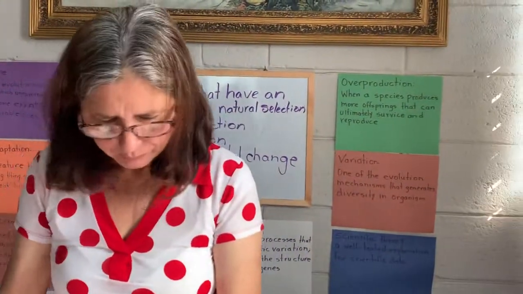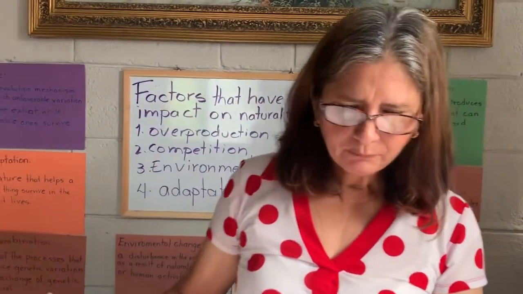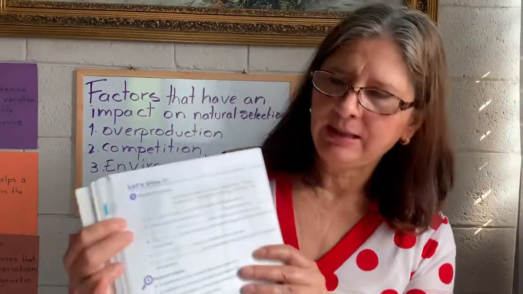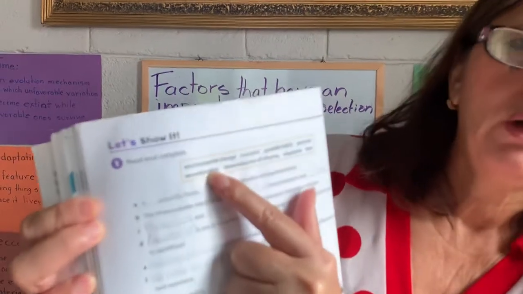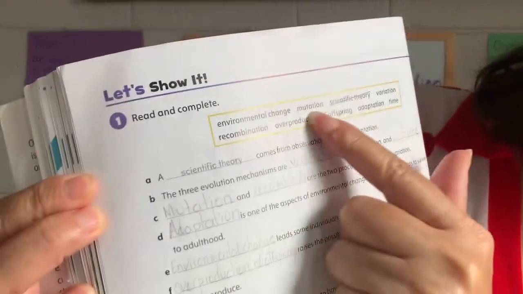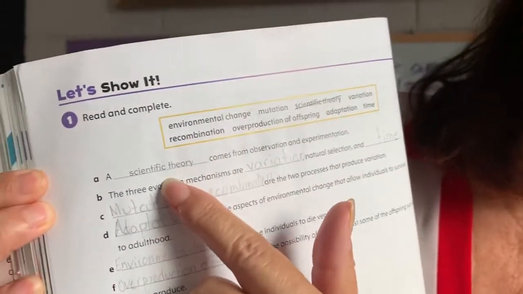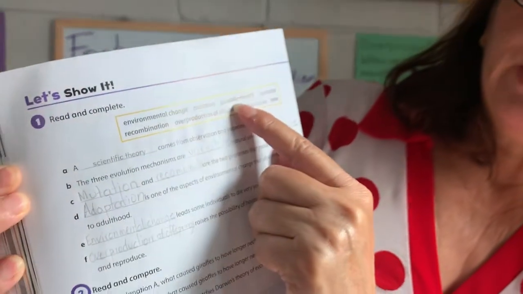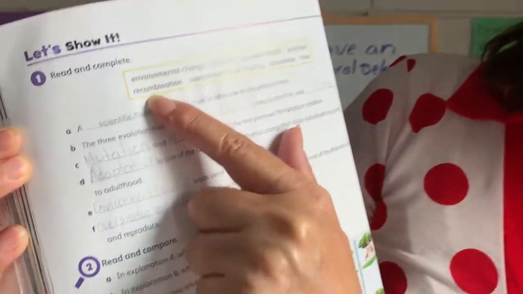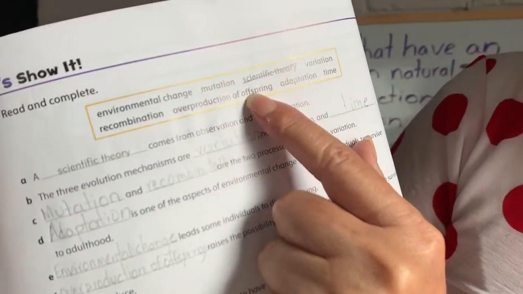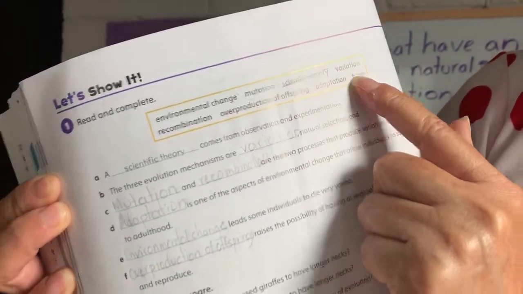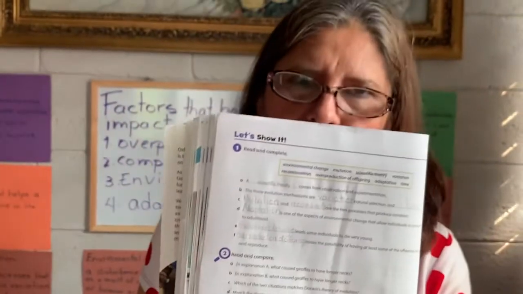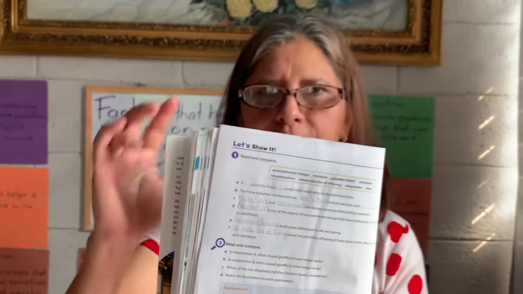So, the homework for today is, you are going to find the definition of these words in the glossary of the science book. Only these: environmental change, mutation, scientific theory, variation, recombination, overproduction of offspring, adaptation, and time. You are going to find the definition in the glossary of the book. This is the homework for today.